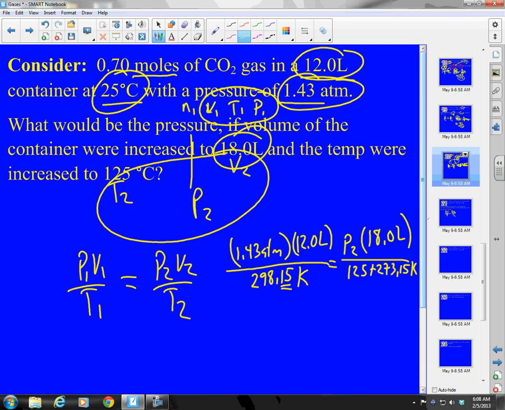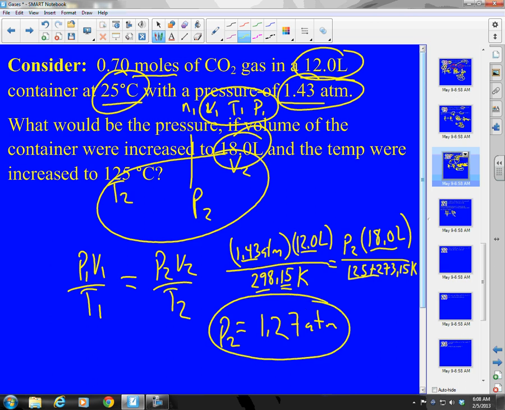Okay, so here we go. Are you ready? P2 is going to be equal to 1.43 times 12, times quantity 125 plus 273.15, divided by 298.15 divided by 18, and I get a P of 1.27. How many sig figs? 3 here, 3 there, 3 there, 3 there. It looks like 1.27 atmospheres.